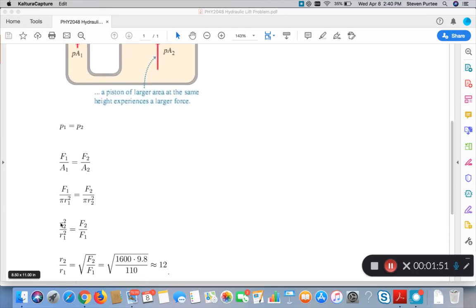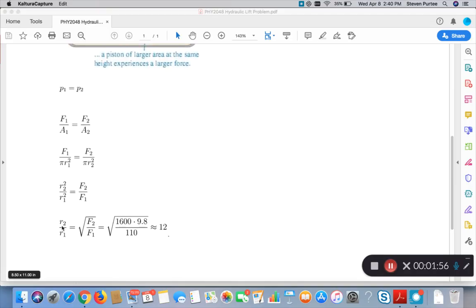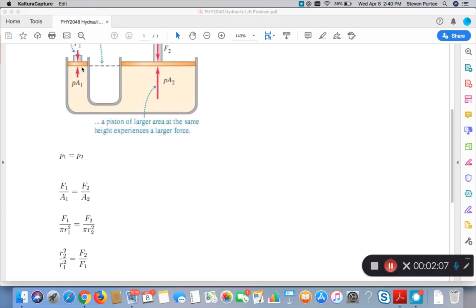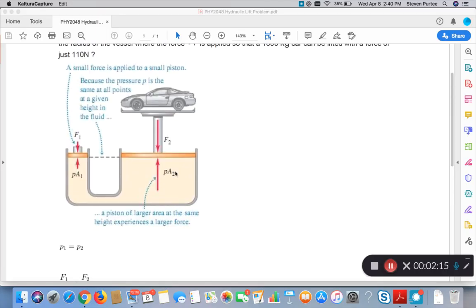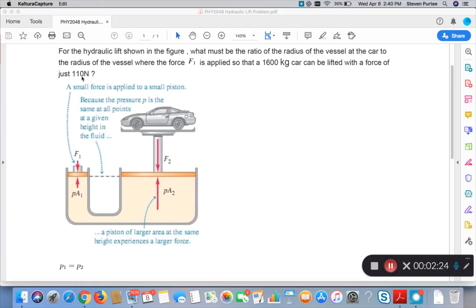And then we just do a little cross multiplying here and we get a ratio of the two radii squared, or a ratio of the radii by taking the square root. The force of the car is its mass times gravity, g. The force we applied over here on the left side was 110 newtons, so we get a ratio of about 12. It was 11.9 something. So if this disk here is 12 times larger than this disk in radius, then 110 newtons is able to lift up a car. And 110 newtons is hardly anything. You can do that with your foot.